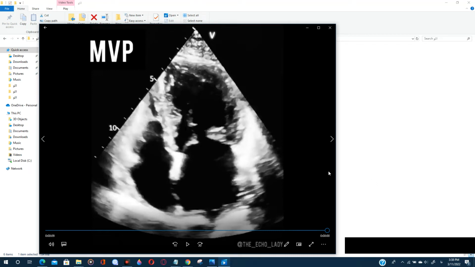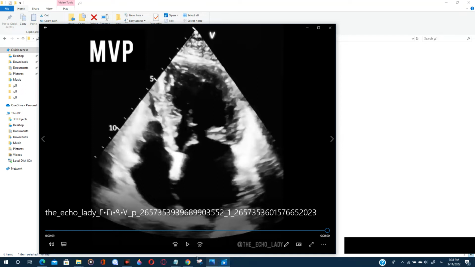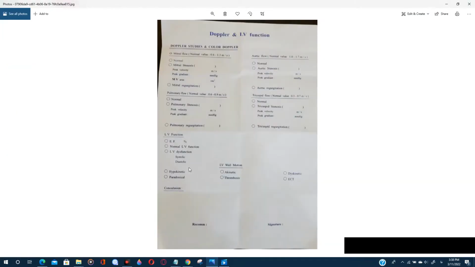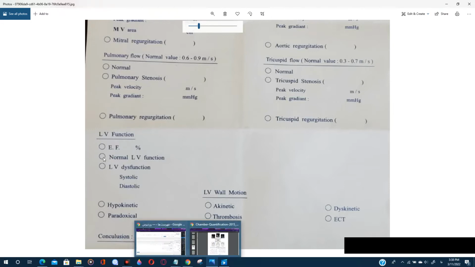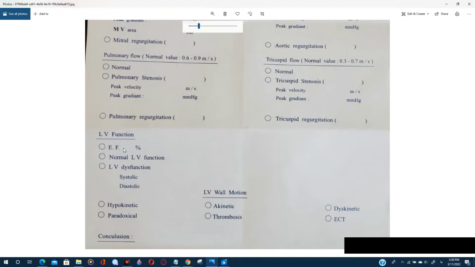Hello my friends, I want to explain in this video part 5 of the report of echocardiography, the item echocardiography LV function. What is the LV function? LV function is very important in echocardiography. The term is EF, ejection fraction.